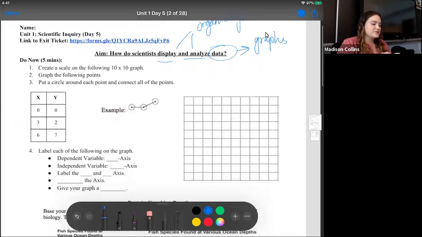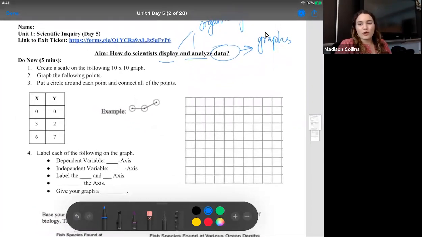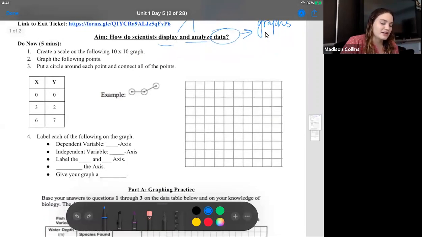Today's do now is actually to show me what you know about graphing. I want you to follow these instructions and fill out this graph on your own. As soon as you are done with that, press play on this video and we will go over it together. The very first thing you need to do when you are creating this graph is create a scale on the following 10 by 10 graph. That means that we've got 10 spaces down here and 10 up here.